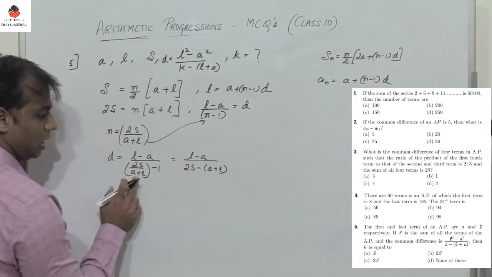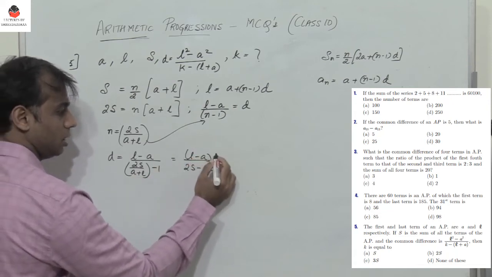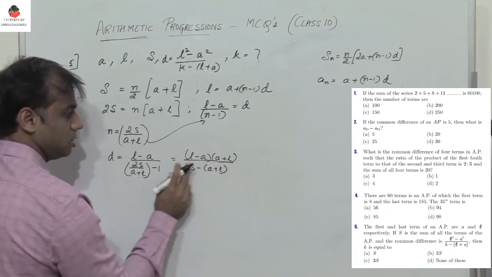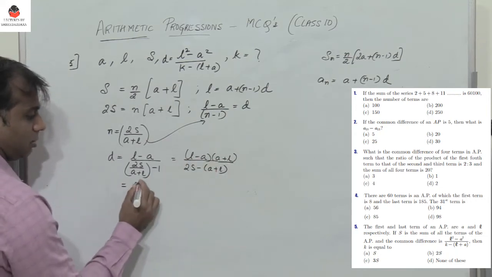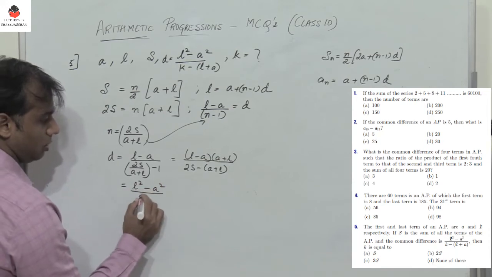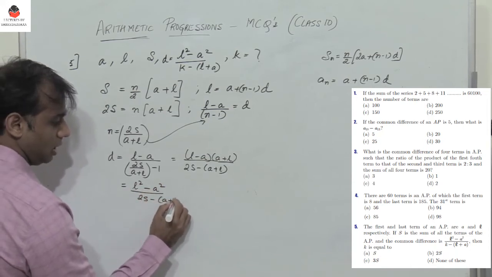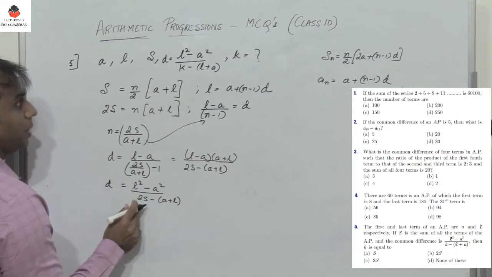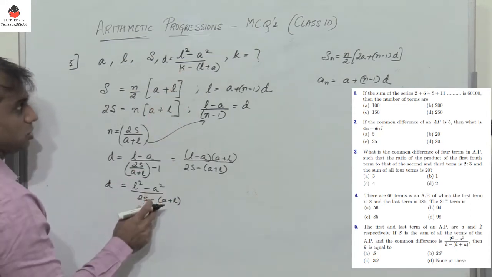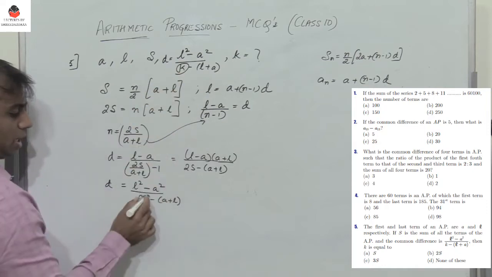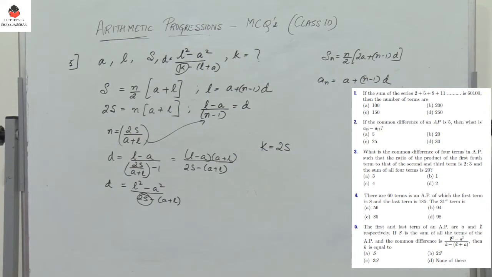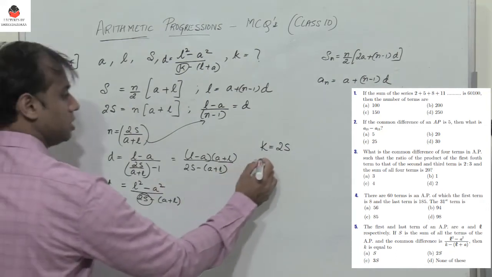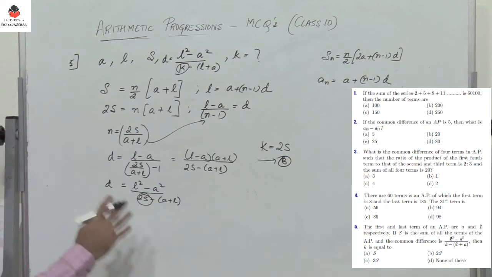So this is L minus A divided by, I take LCM, 2S minus A plus L. Here in the denominator, I have A plus L. I take it to the numerator, I get A plus L. So here L minus A into L plus A is nothing but L square minus A square divided by 2S minus A plus L. Now compare these two expressions. When I compare these two, I have K here, I have 2S here. So what is K? K is equal to 2S. So observe the options. The right option is option B. So therefore K is equal to 2S. A very interesting and a tricky problem.